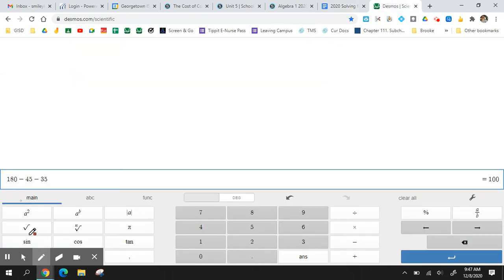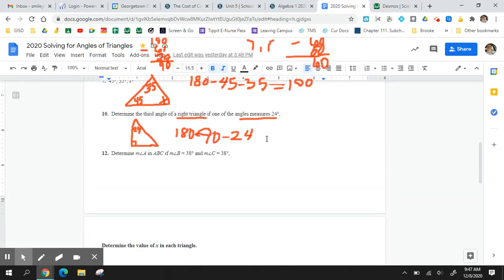So go to Desmos, 180 minus 90 minus 24, and you get 66.